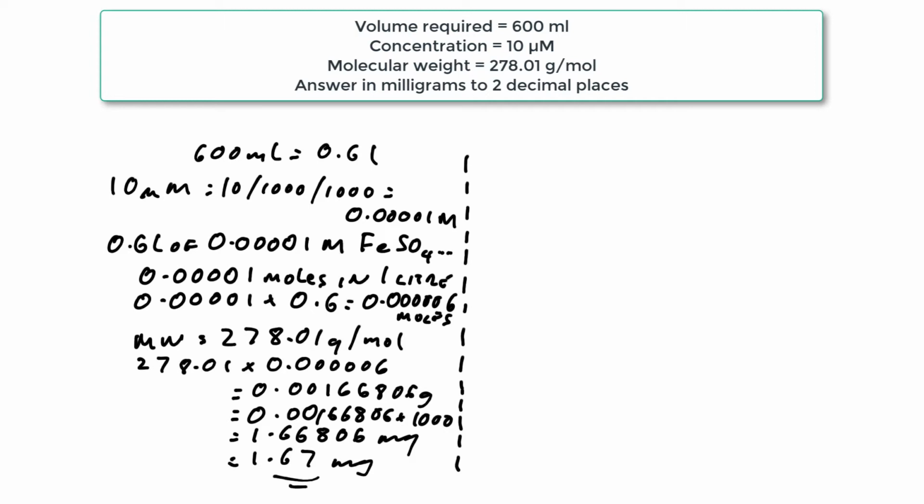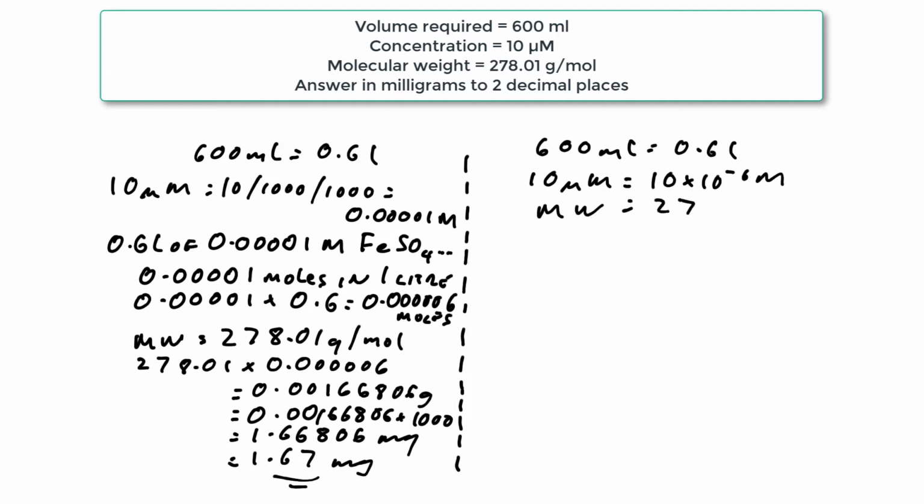Now the other approach we can take is to use a series of equations. Again, we have to convert the 600 mils to litres, which gives us 0.6 litres. The 10 micromolar we can express as 10 times 10 to the minus 6 molar, and we know that the molecular weight is equal to 278.01 grams per mole. The equation for molarity is equal to number of moles per litre.